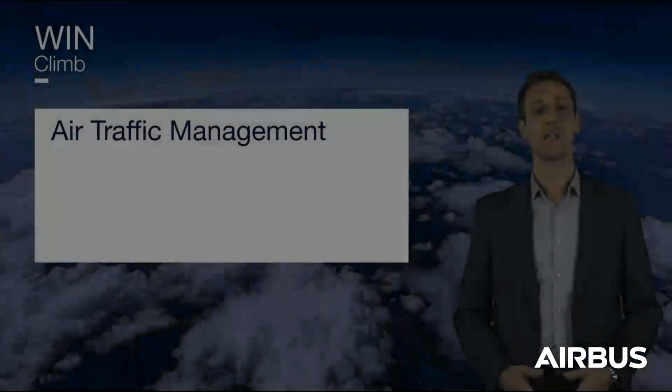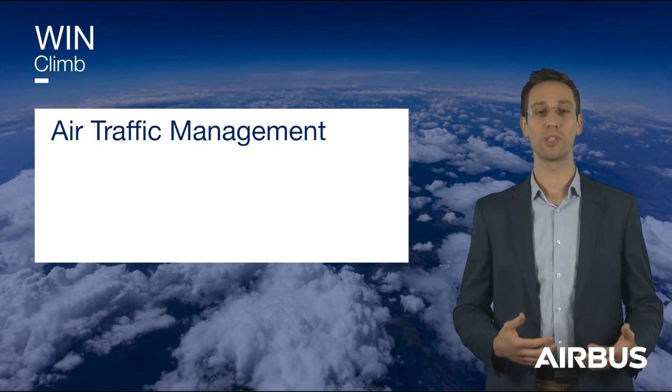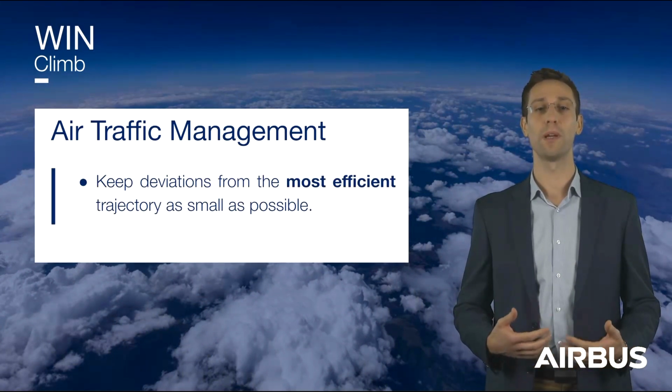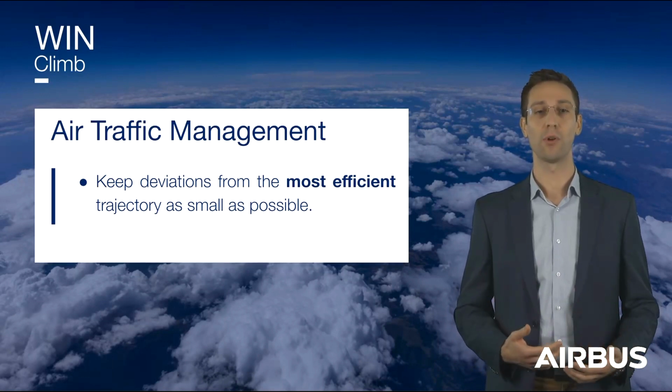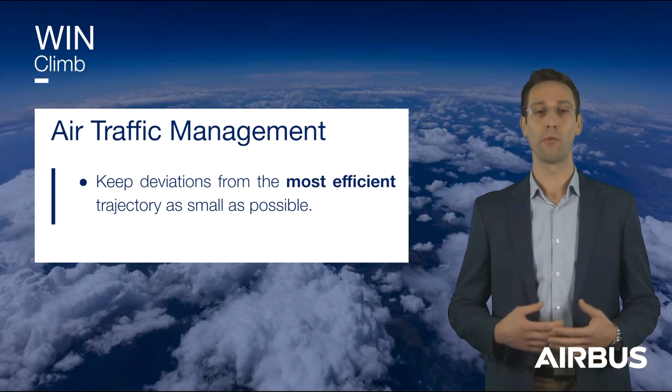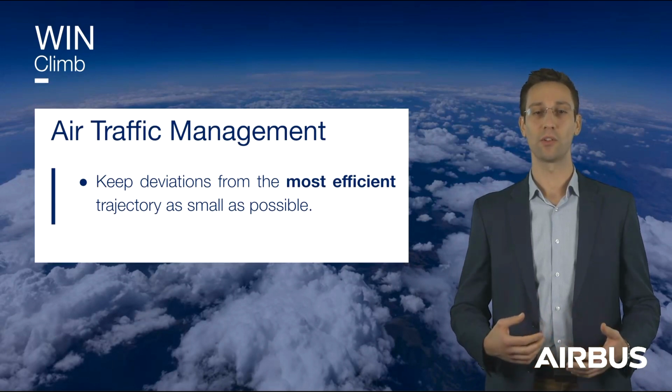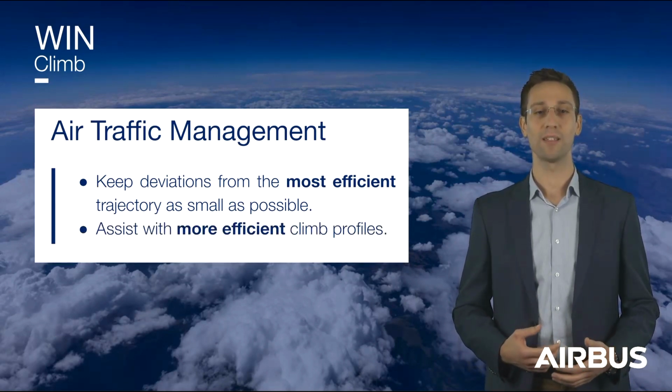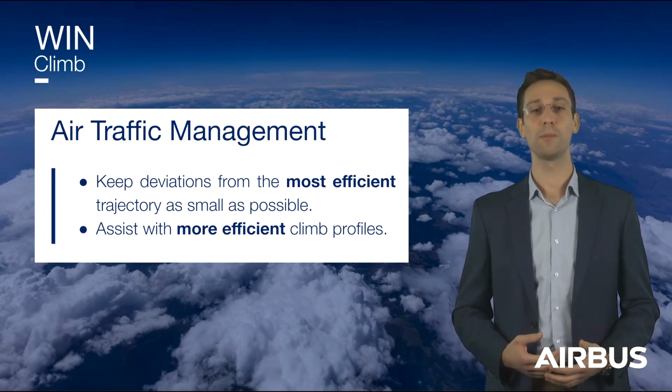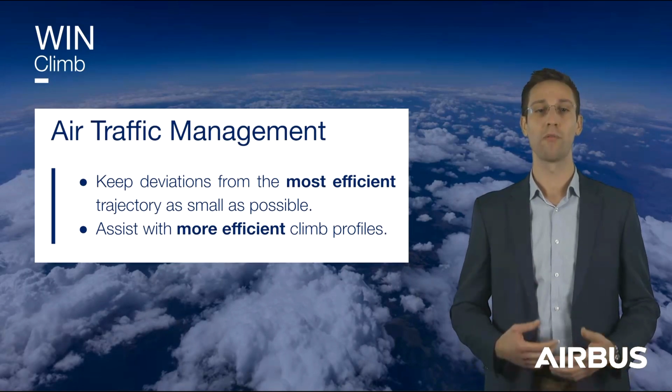The first constraint that can affect the consumption during the takeoff and climb phases is the trajectory. The air traffic management has a key role to play when it comes to keeping the deviations from the optimum trajectory as small as possible. For example, at airports with intense traffic, ATM can assist with a better climb profile, for instance via the reduction of level offs, or the application of optimized EP5 procedures for departures.